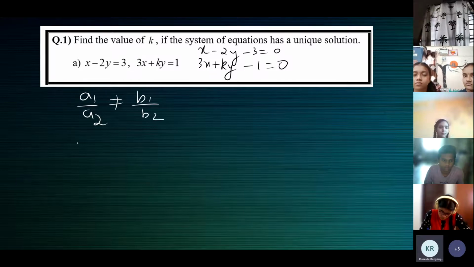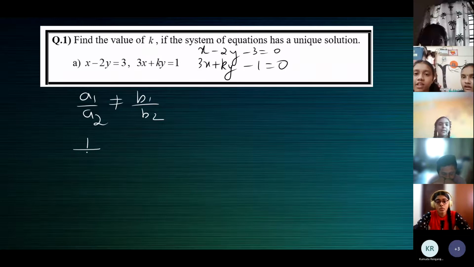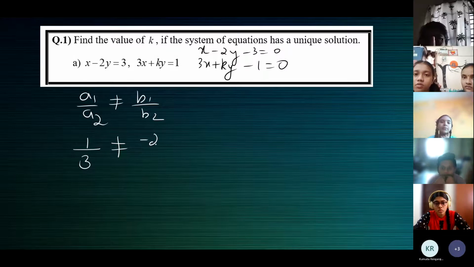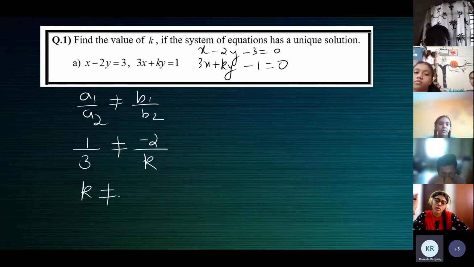What is A1, children? 1. Yeah, what is A2? 3. What is B1? Minus 2. What is B2? K. So when you cross multiply, what do you get? K not equal to minus 6, correct? Yes, ma'am. Okay.